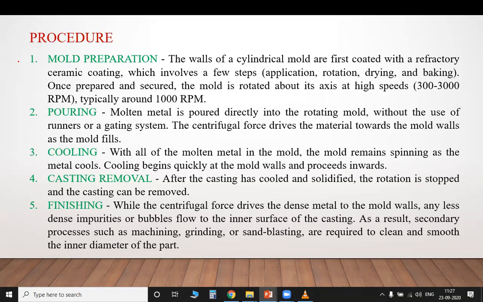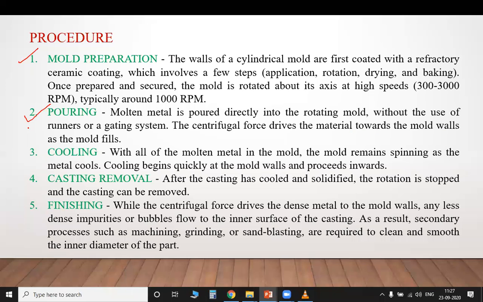The next one, the pouring. Molten metal is poured directly into the rotating mold without the use of runners or a gating system. You have to observe here, there is no runner or gating system to carry the molten metal over to the die. It is directly poured. The centrifugal force drives the material towards the mold walls as the mold fills.